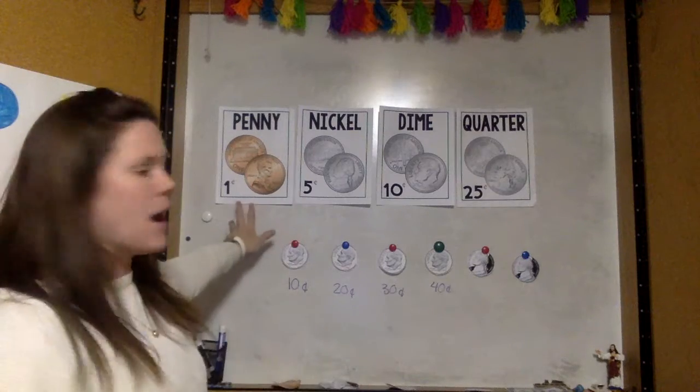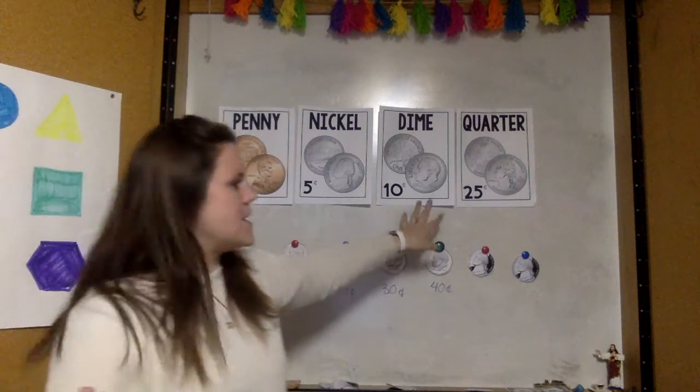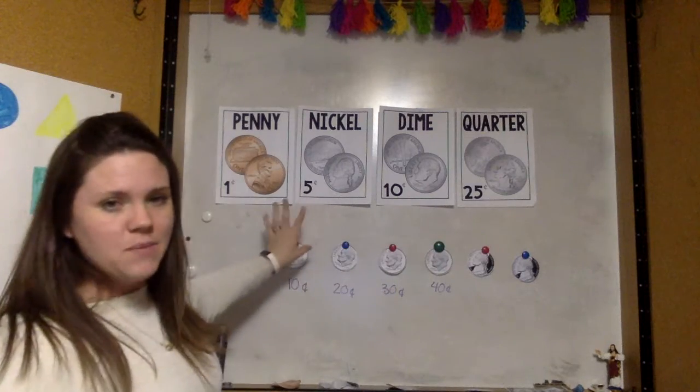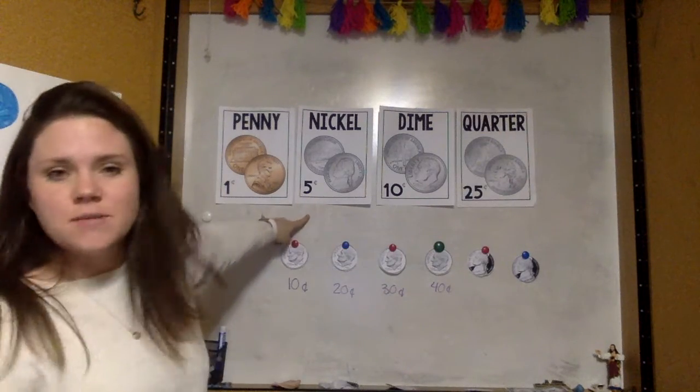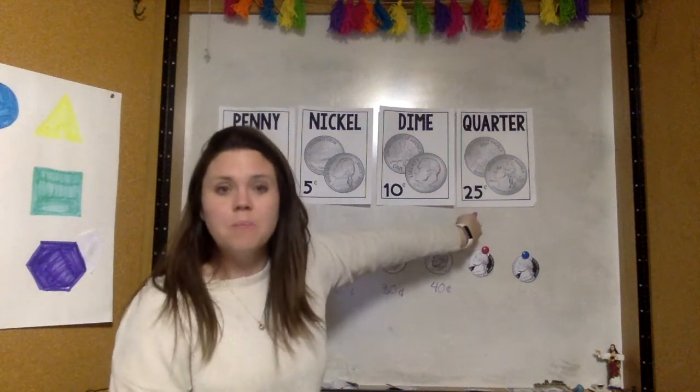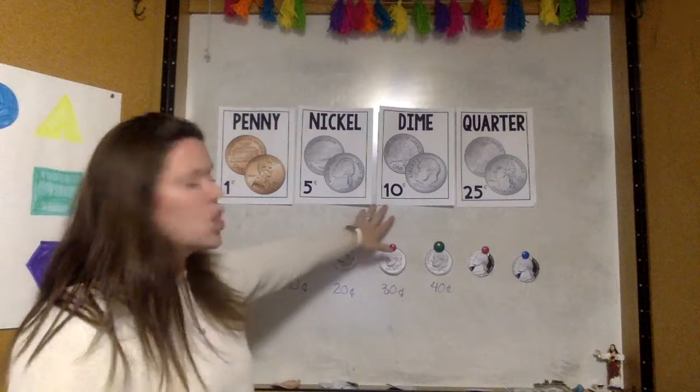I don't want to start counting by ones and then have to count by 10s or 25s, right? It's a lot easier to start larger and then add my smaller coins, right? Because these ones, I'm just adding in the ones place. This I'm adding in the tens place. This I'm adding in both, right? So start with your largest number.